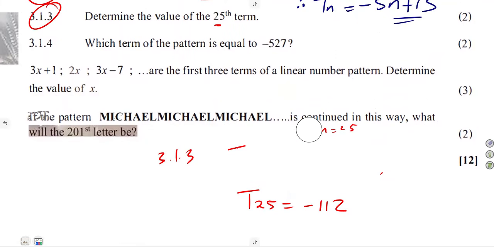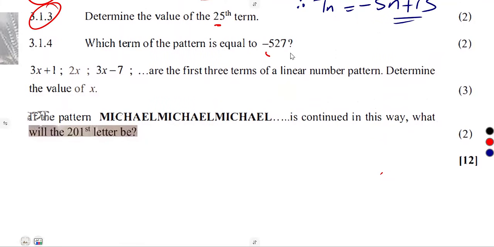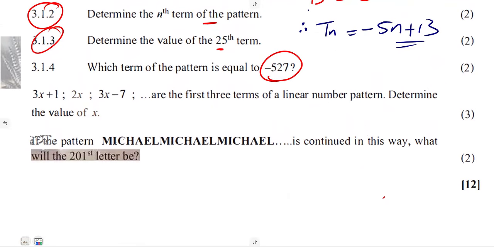Then 3.14, it was which term of the pattern is equal to minus 527. So we are given our Tn as minus 527. So which term? They're asking for the n value. What is the value of n?